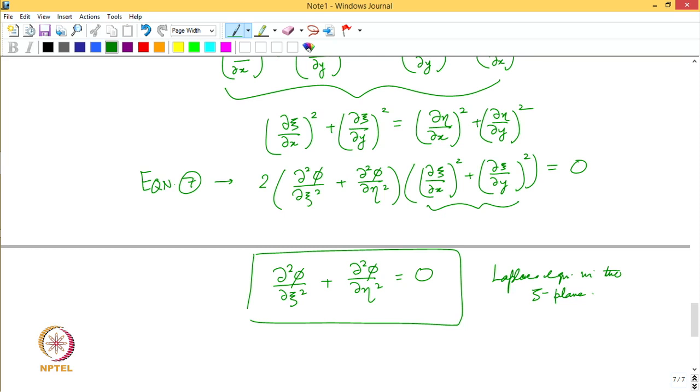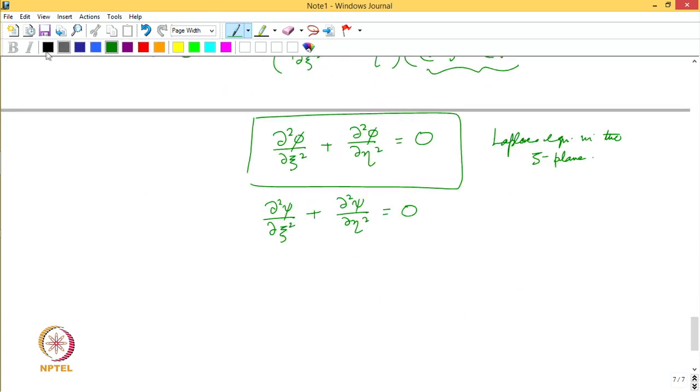So, what we have now proved is that the Laplace equation that we had in the z plane transforms to the Laplace equation in the zeta plane. And similarly, I could also prove that for the stream function, we will have d2 psi d xi square plus d2 psi d eta square is 0. That is basically the same derivation, so that can also be proved now.